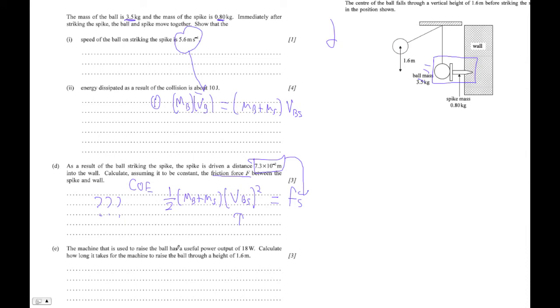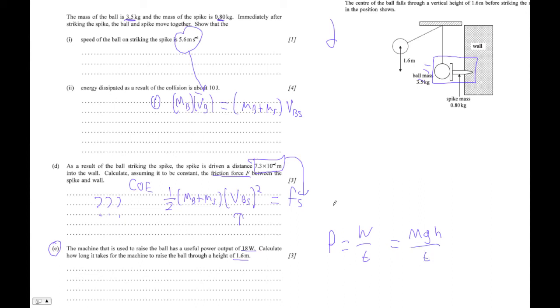All right, and then let's look at part E while we're at it, because E is not too bad, right? The machine that's used to raise the ball has a power of 18 watts. Calculate how long it takes for the machine to raise the ball through a height of 1.6 meters, right? So power is going to be work divided by time, right? Our work in this case is just the mgh to lift just the ball, right? And then that's the time, right?